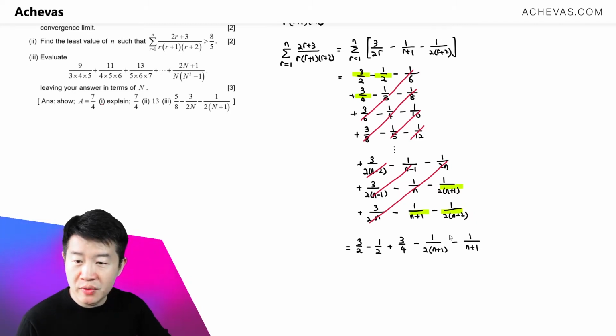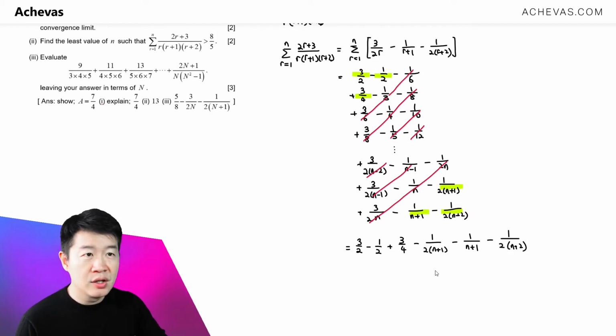We will also be able to evaluate this. Then minus 1 over 2 of n plus 2. So if I were to simplify and evaluate this, this is equal to 7 over 4. Then, I can combine them together to become 3 over 2 n plus 1 minus 1 over 2 of n plus 2.